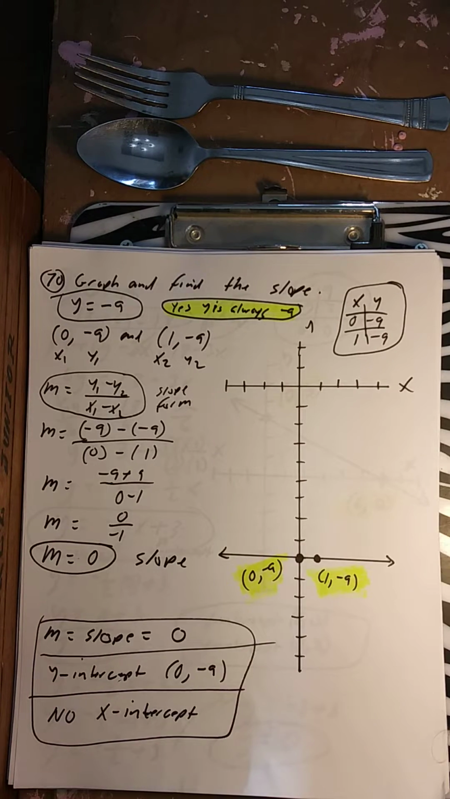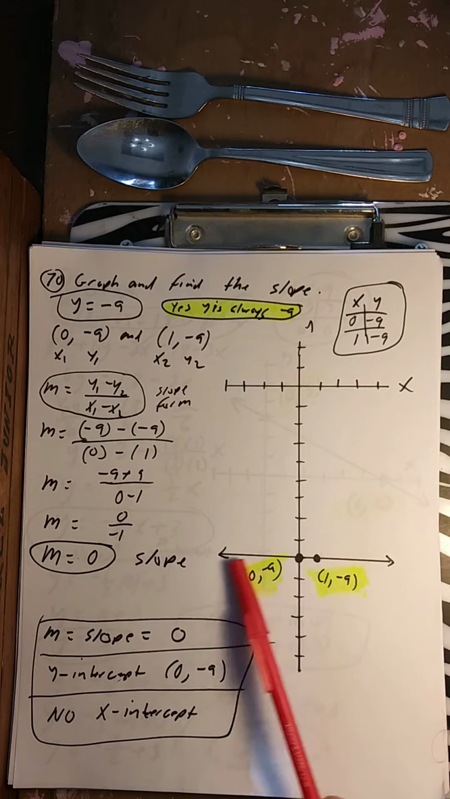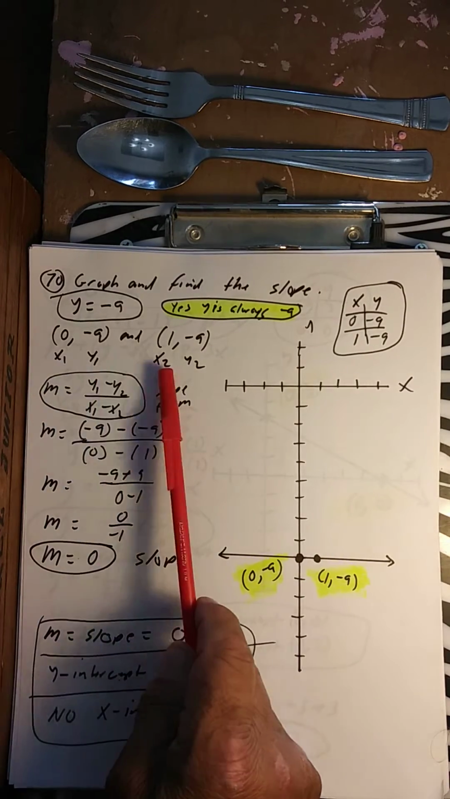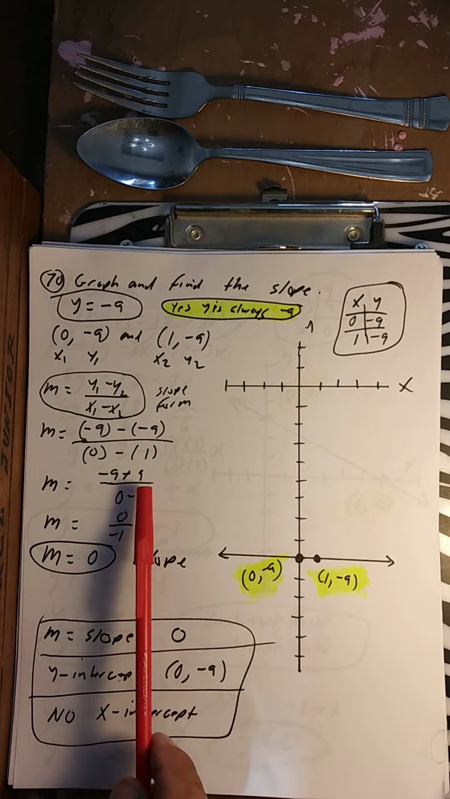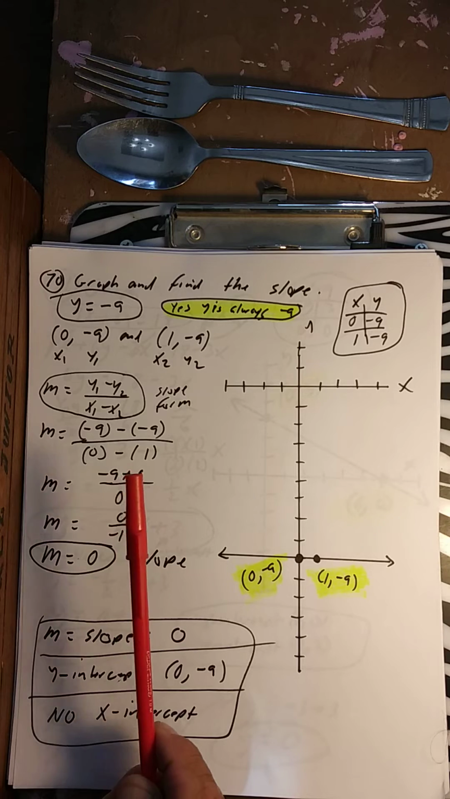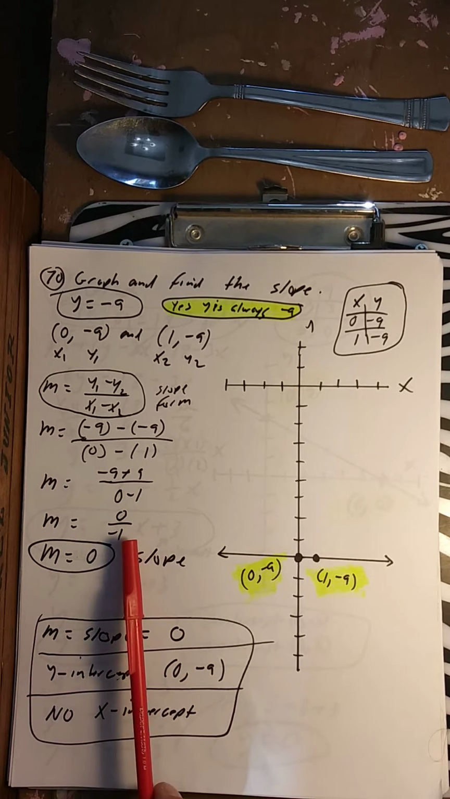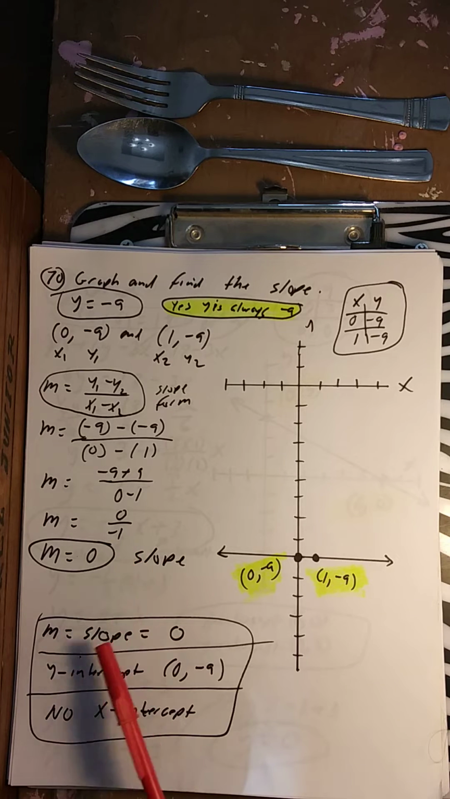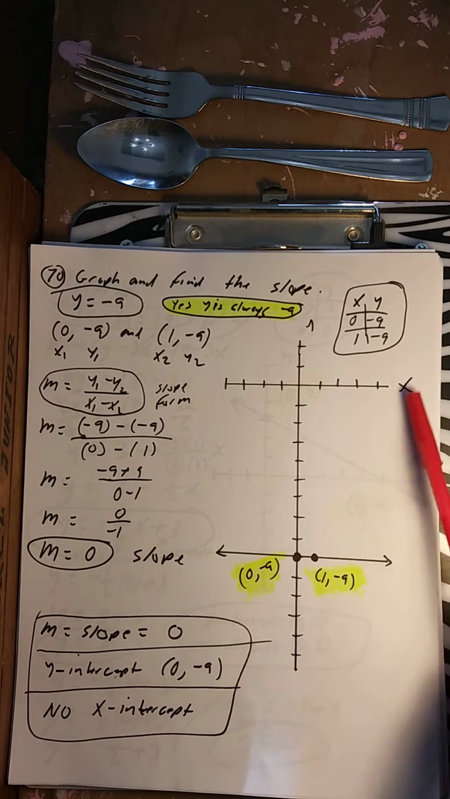Graph and find the slope. y equals -9. So y is always -9. But x can be anything you want. It can be 0 and 1 if you want to. So put those two numbers in there. (0, -9), (1, -9). There's the points right there. Put them in the formula. x1, y1, x2, y2. So -9 minus minus 9 would be plus. So 9 minus 9 is 0 on top, numerator. And then the bottom denominator, we have 0 minus 1, -1. 0 divided by a number that is not 0 is just going to be 0. So the slope is what? 0. The y-intercept is (0, -9). And there's no x-intercept.